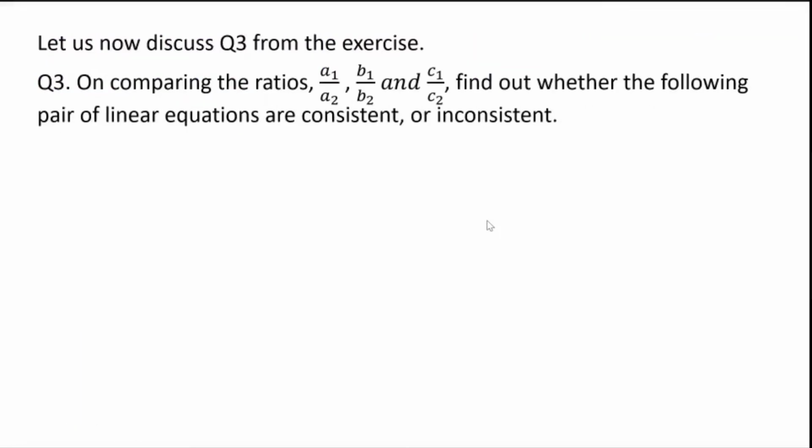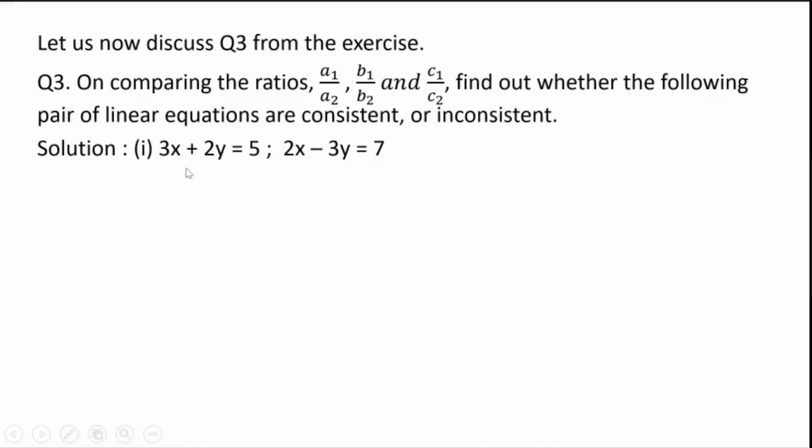Yet another important question. On comparing the ratios a1 upon a2, b1 upon b2, and c1 upon c2, find out whether the system of equations will be consistent or inconsistent. Again, I have a set of equations given to me, 3x plus 2y equal to 5 and 2x minus 3y equal to 7. I'll compare a1 upon a2, b1 upon b2, and c1 upon c2.